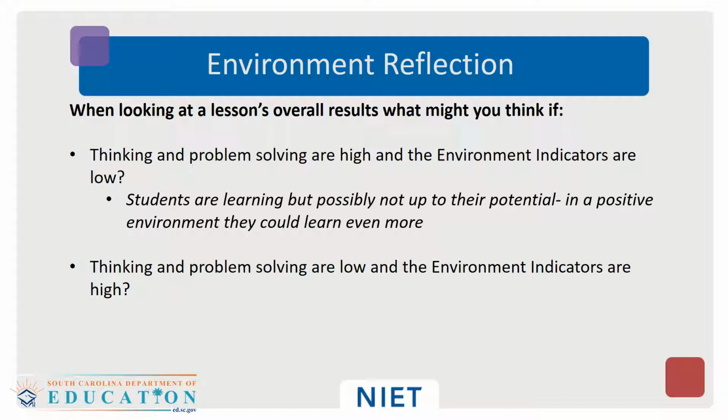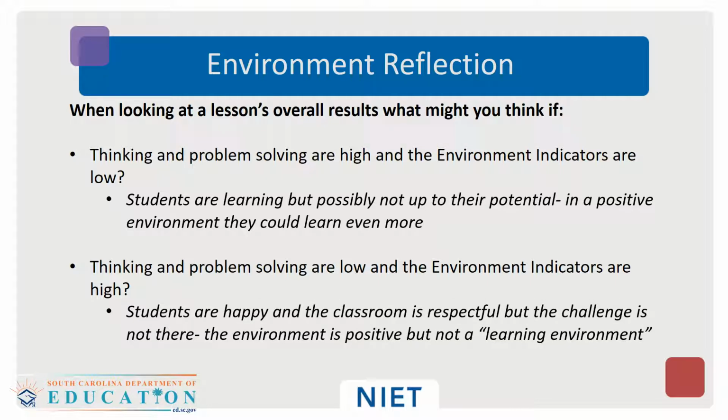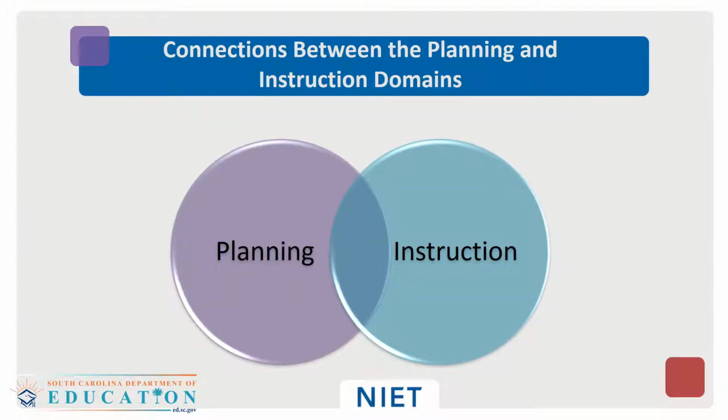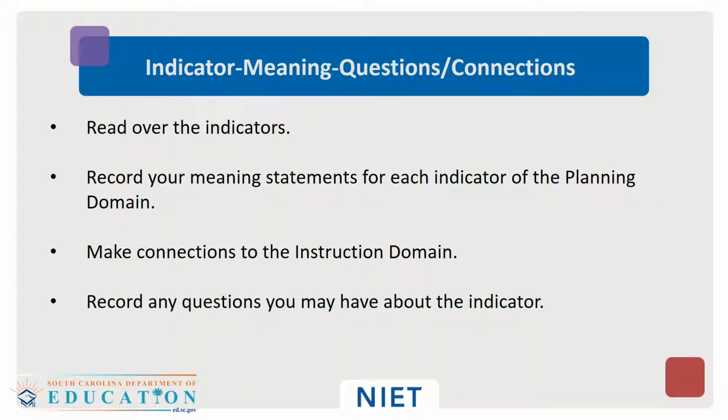If thinking and problem solving are low and the environment indicators are high, students are happy and the classroom is respectful, but the challenge is not there. The environment is positive, but not a learning environment. Earlier, you made connections with the instruction and environment domains. The next activity will help you to develop a deeper understanding of the planning domain and see the connections with the instruction domain. Another important connection with the rubric is the relationship between the planning and instruction domains.